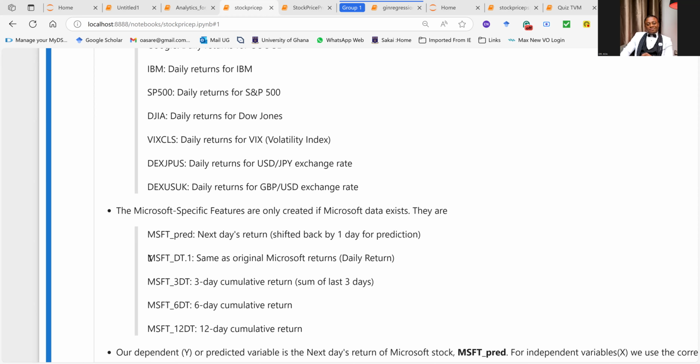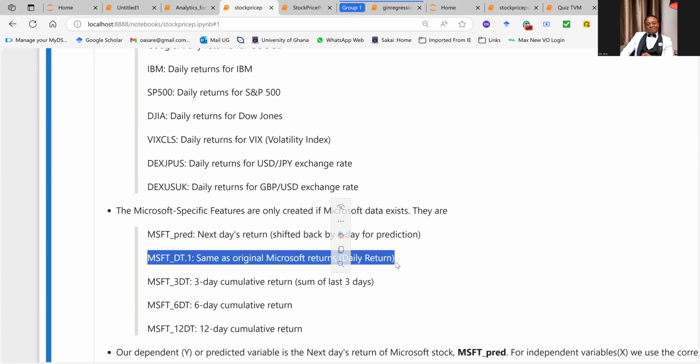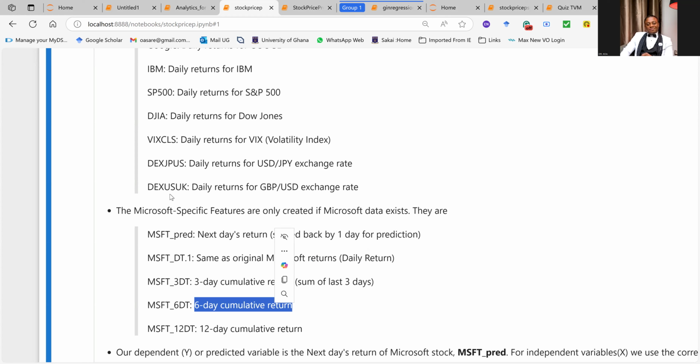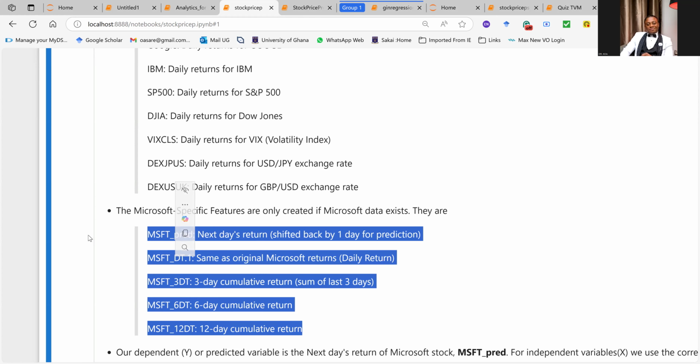It's the same thing. So what you're saying is that the variable is dependent on itself. The stock is, because if it is dependent on previous stocks, it can also depend on its current stock, because the current stock price can determine the returns of that same stock. Then you have the 3-day cumulative return that can also affect this variable. Then you have the 6-day cumulative return, and then the 12-day cumulative return. So all of these are Microsoft's own past and present variables.